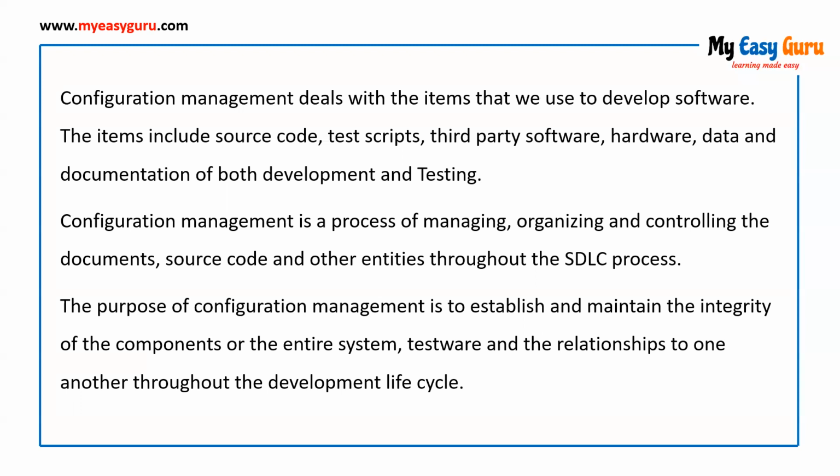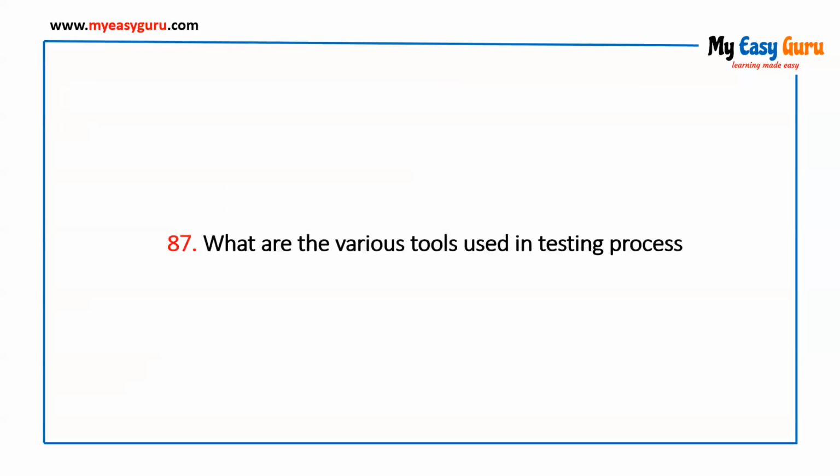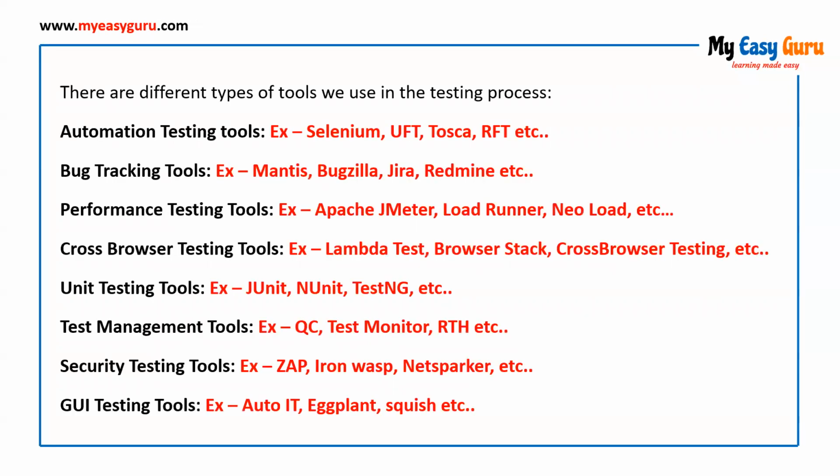Now let's move forward to the next question. What are the various tools used in the testing process? Let's discuss. There are different types of tools we use in the testing process. For automation testing, for bug tracking, performance, or cross-browser testing, we use different tools. So let's discuss which are these tools.